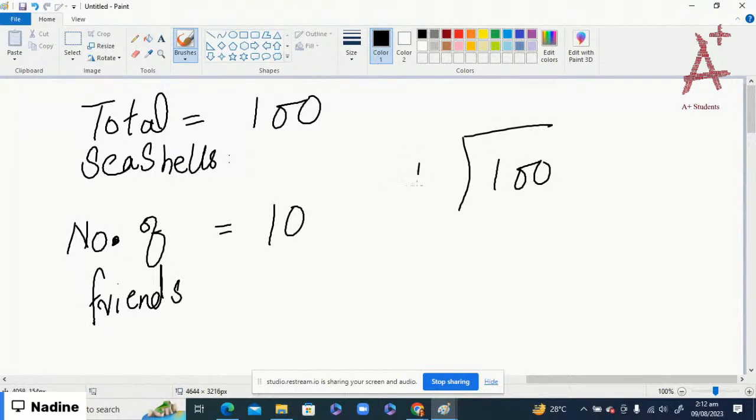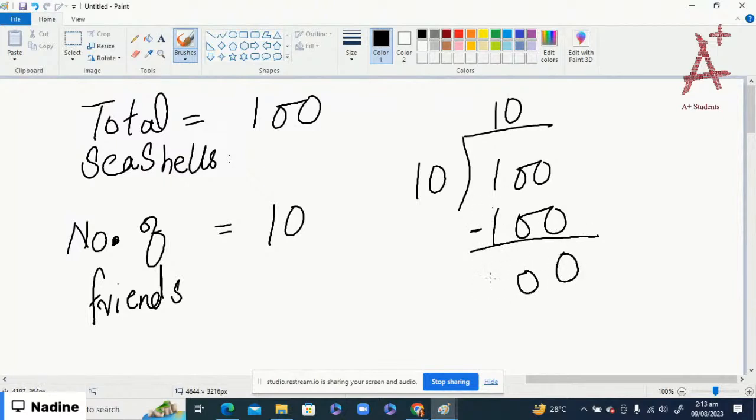Now let's divide. 100 inside and 10 is outside. Okay, you guys tell me, 10 times which number is 100? Anyone? All right, 10 times 10 is 100. Now subtract it, same thing. 0 minus 0 is 0, 0 minus 0 is 0, 1 minus 1 is again 0. So here is your answer.